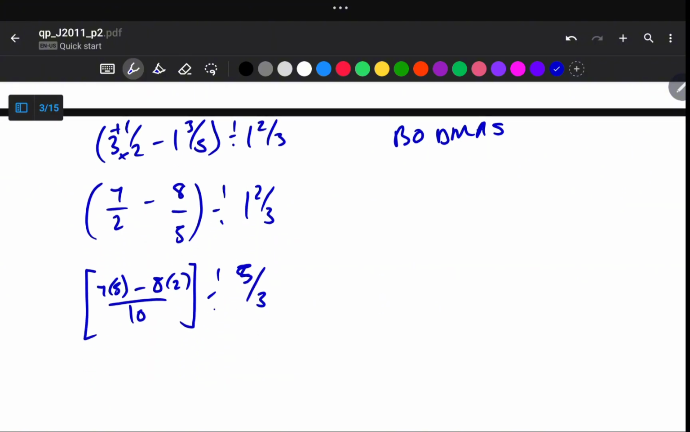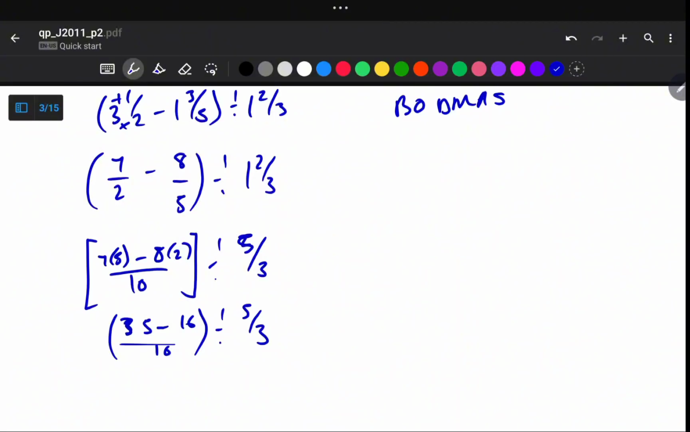Okay, so let us simplify inside the bracket. So we are having 7 by 5, which is equal to 35. So it is 35 minus 16 divided by 10 divided by 5 over 3. So 35 minus 16, this gives us 19 over 10. So it's 19 over 10 divided by 5 over 3.